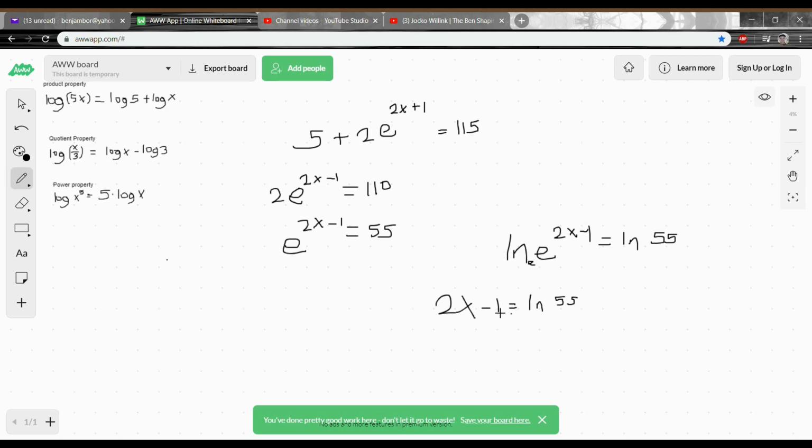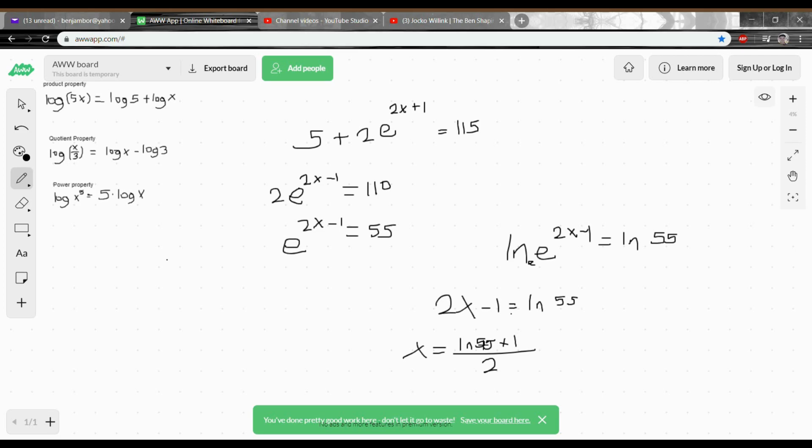So first we're going to add 1 to both sides of the equation. Then we're going to divide by 2. And I know you guys can do that, so I'm just going to write it out. We're going to have the natural log of 55 plus 1, whole thing, divided by 2. And we can use a calculator to evaluate that.